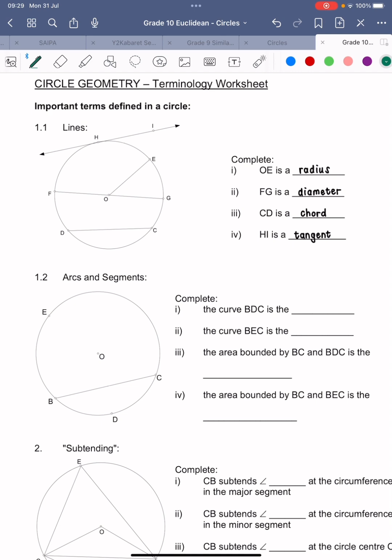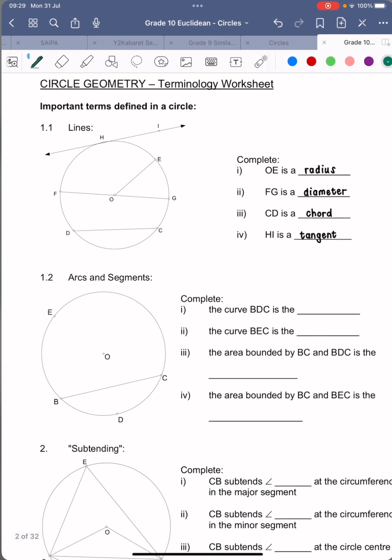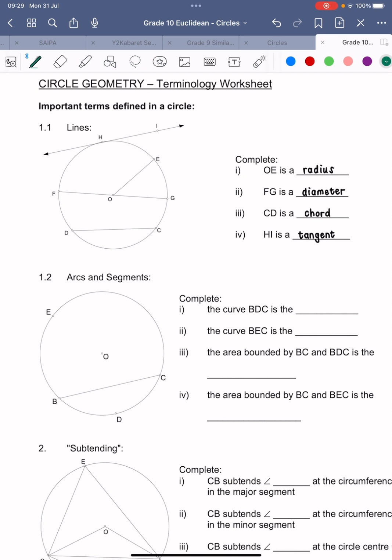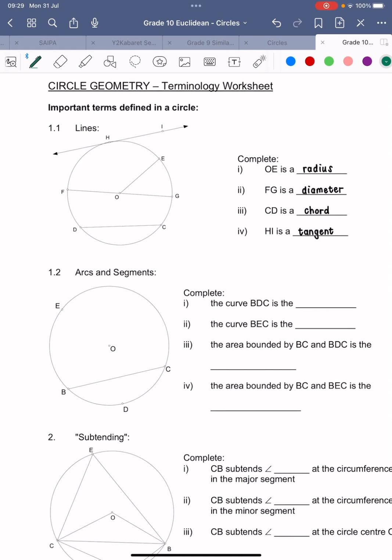All right, next one, CD. This one is a chord, okay, because it's going from one point on the circumference to another point on the circumference, but it's not passing through the center. So we call that a chord. Guys, if this line went past the edges of the circle, past the circumference, what would we call it then? A secant. Secant, it doesn't matter how you say that. All right, a secant, so if it's going past.